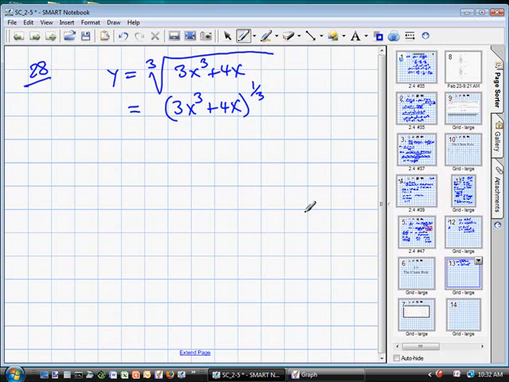You'd be stuck algebraically. Now, when we differentiate, once again, do the outer first, which is the power rule. Bring the power down. Reduce the power by 1. That would leave us at this stage. And now, don't forget, multiply by the derivative of the inner function.